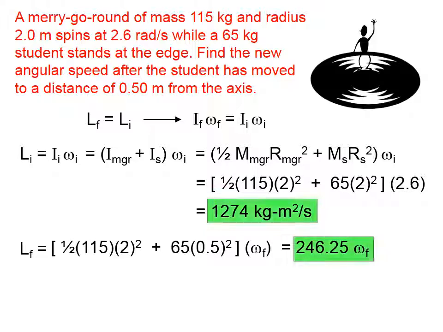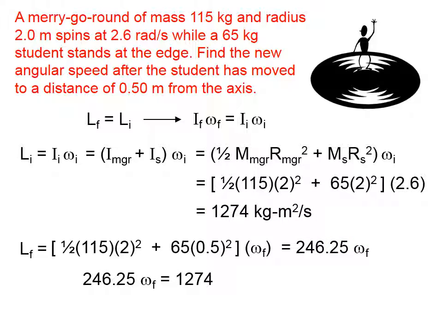Well, those two quantities, by the law of conservation of angular momentum, are numerically equal to each other. So if we simply set those equal to each other and solve for the final angular speed, we get 5.2 radians per second, which we can see is larger than our initial angular speed of 2.6 radians per second, and that's what we would expect. If the moment of inertia decreases, then the angular speed would have to increase.